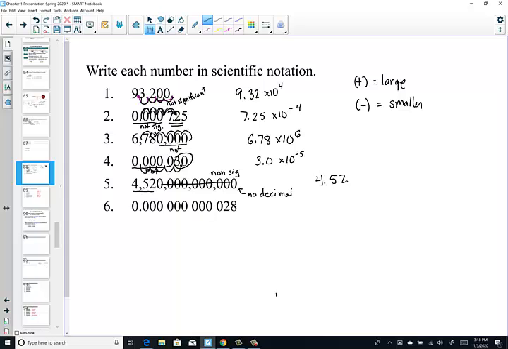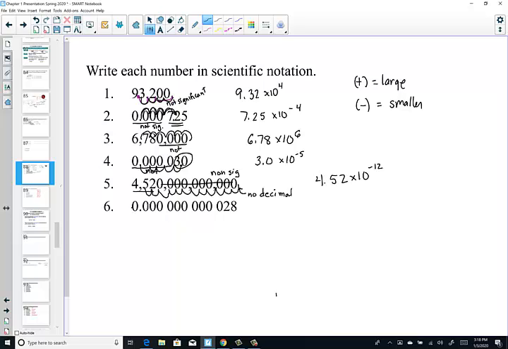4.52. Now, how many times did we move the decimal to get it to where the 4 is the one and only one non-zero digit to the left? We moved it 1, 2, 3, 4, 5, 6, 7, 8, 9, 10, 11, 12 times. That makes our exponent times 10 raised to the negative 12th.